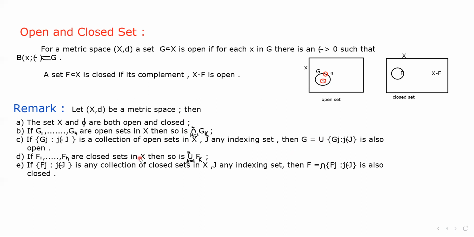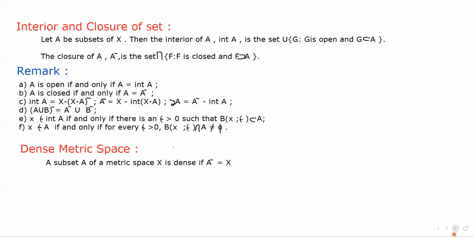Then we move further. If F1, F2 up to Fn are closed sets in X, then the union of all closed sets Fk is also closed. And if Fj is any collection of closed sets in X, then the intersection of all the closed sets is also closed. Now we will see interior and closure of a set.